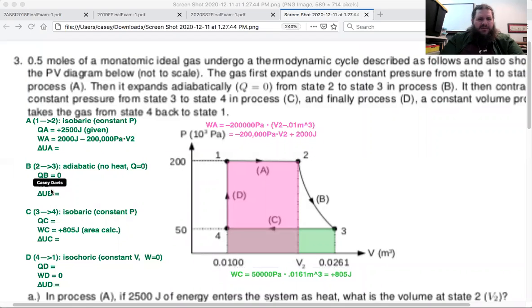And we can't really calculate work B yet because we don't really have a good way of finding the area under this curve. For D, we know the work is 0, but we don't really have a value for heat yet. It looks like to go any further, we're going to need some values for delta U. So any thoughts on how we could do that? How can we find the delta U values?